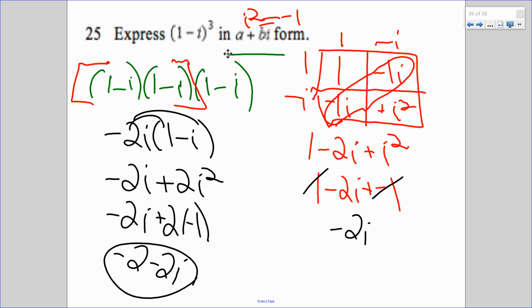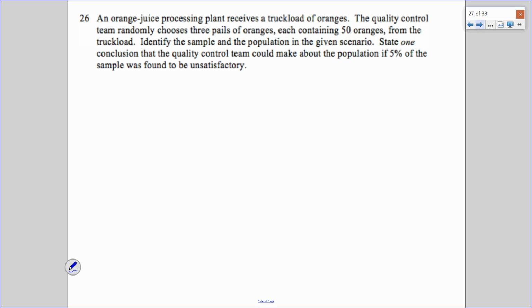Not bad. So what do we get next? An orange juice processing plant receives a truckload of oranges. Anything mathematical there? Not really. The quality control team randomly chooses 3 pails of oranges, each containing 50 oranges, from the truckload. Identify the sample and the population.